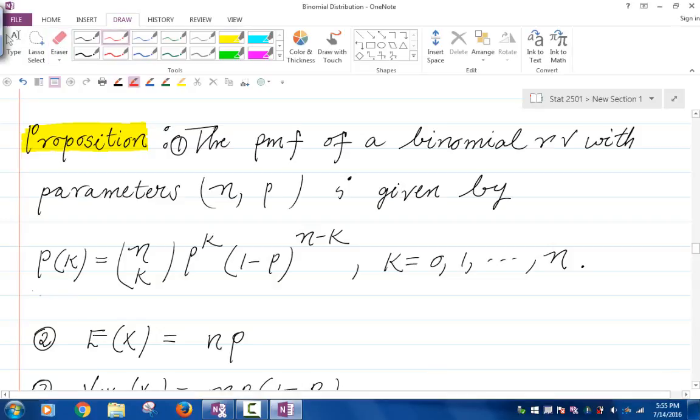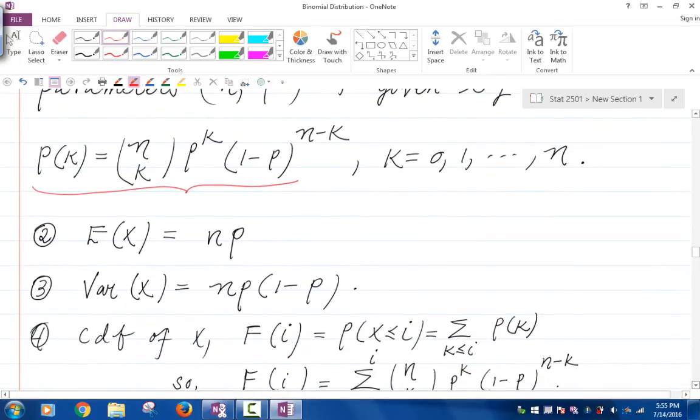p of k equal to n choose k p to the k times 1 minus p to the n minus k. The expectation of X, or the mean of X, is given by n times p. That is, you multiply the parameters of X, and the variance of X is given by np times 1 minus p.